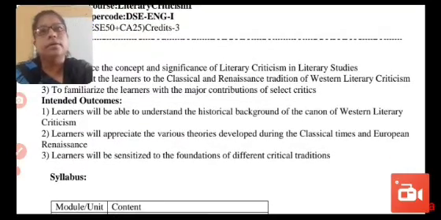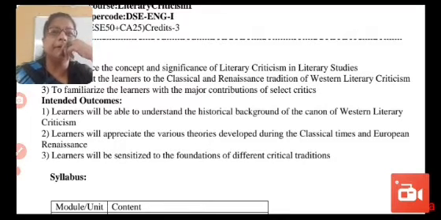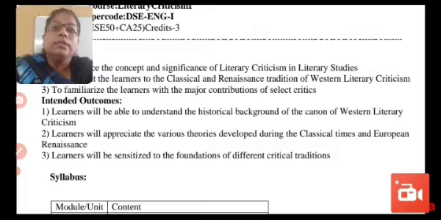The second part here is the intended outcome. What will be the result? What will be our achievement by studying this paper? Number one is learners will be able to understand the historical background of the canon of Western literary criticism.